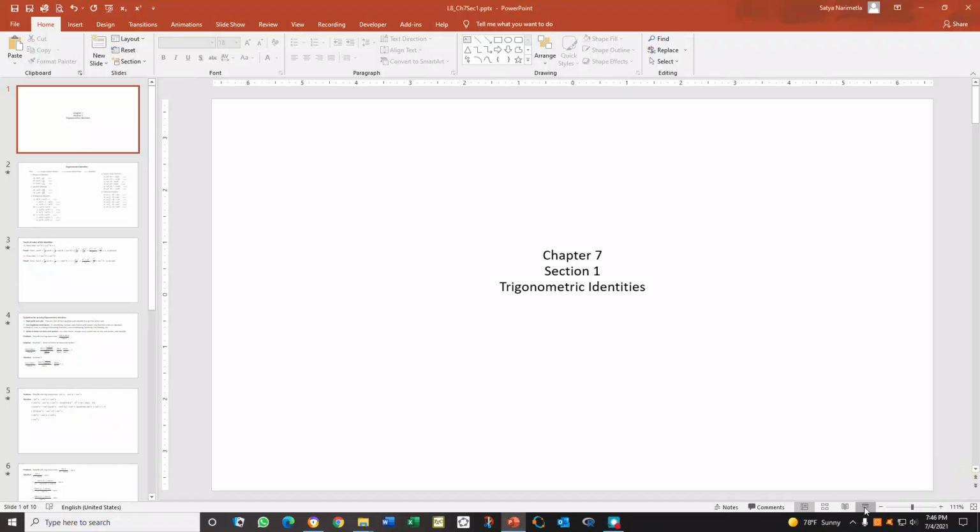Alrighty, howdy folks. There is a section in chapter 6 about law of sines and cosines. I'll come back to it a little later. So let's get on with chapter 7, and section 1 is on trigonometric identities.